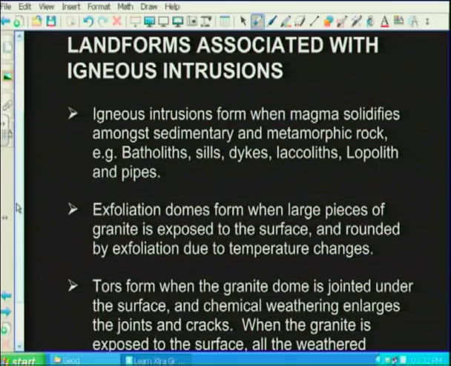Right. The other types of landforms that you need to study associated with igneous intrusions, we will now be looking at that. It says igneous intrusions form when magma solidifies amongst sedimentary and metamorphic rocks. The examples are what we've already looked at: batholiths, sills, dikes, laccoliths, lopoliths, and pipes.